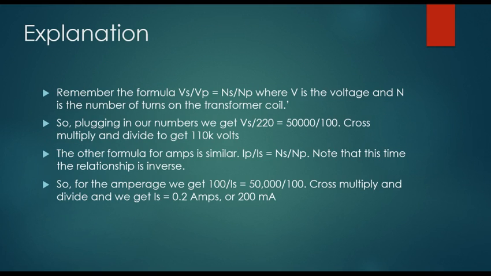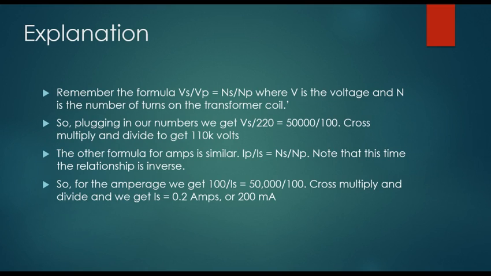And here's how I did it. Remember that formula, VS over VP, voltage secondary over voltage primary, is equal to NS over NP, where N is the number of turns on the transformer coils. There's going to be a primary side and a secondary side. And the secondary side is typically bigger. It's always bigger on a step-up transformer. Okay, so we can set this thing up. VS over 220 is equal to 50,000 over 100. Do our cross multiply and divide trick, and that gives us 110,000 volts.